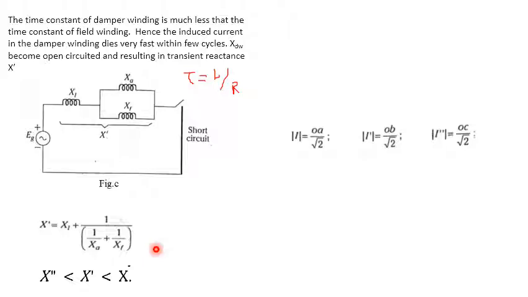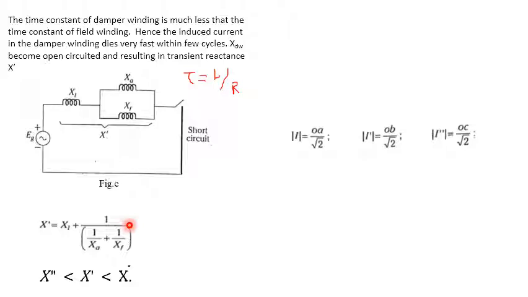The induced current in the field winding is also going to die out in a short time, depending upon the time constant of the field winding. This effect is equivalent to an open circuit of XF, the field winding, and thus the armature regains its normal reactance, the X value.